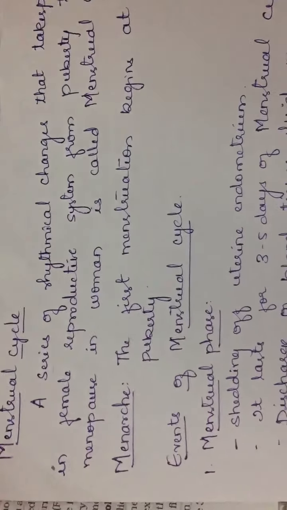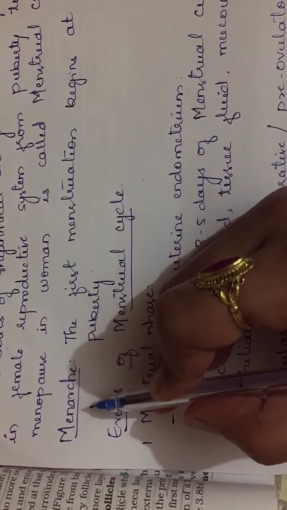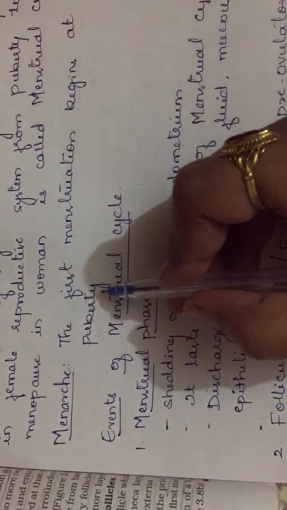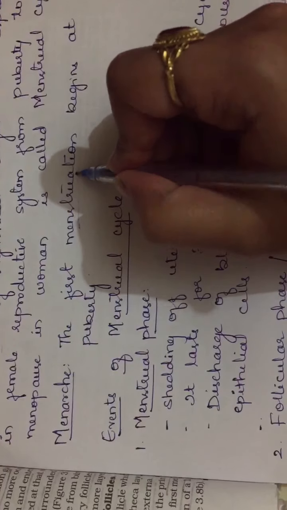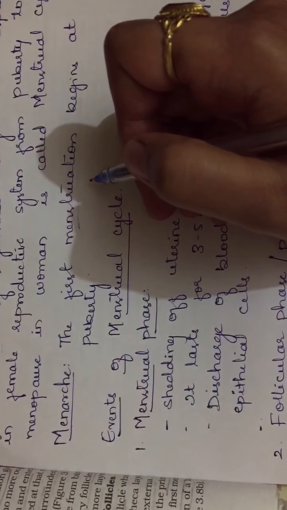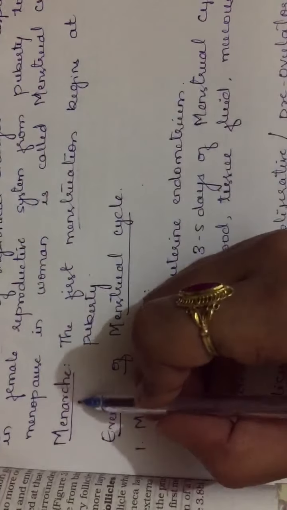Now, one term used in the menstrual cycle is menarche. Menarche is what? The first menstruation that begins at puberty. When a girl is maturing and menstrual flow takes place for the first time, we call it menarche.